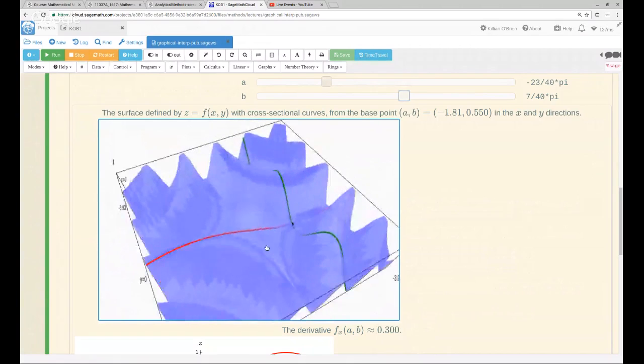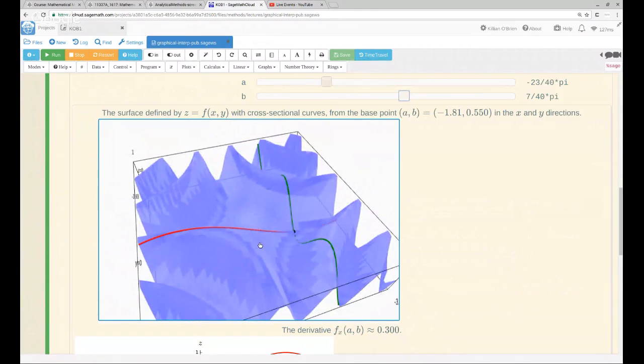Okay. Now what's going on with these partial derivatives? What meaning do they have in this picture? Well, if I take those two cross-sectional curves, on their own they are just one-dimensional curves. The red curve is fixed at the y value b. Remember, the coordinates of this base point on the surface are (a, b).